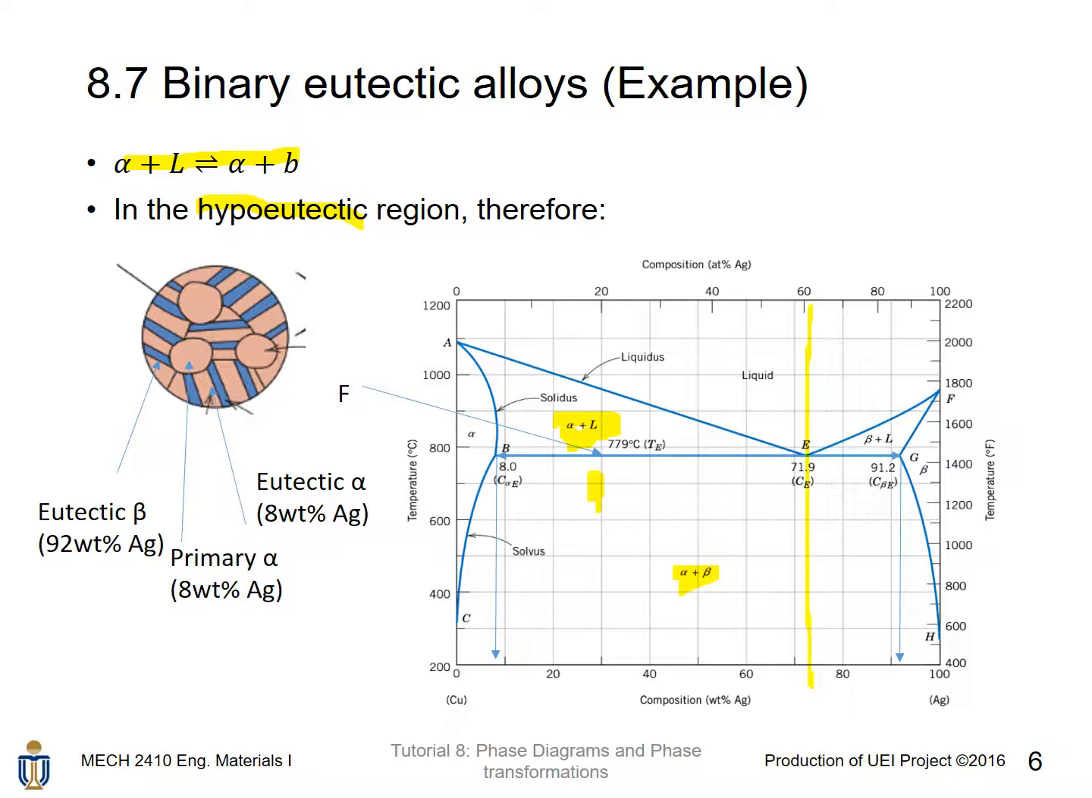For eutectic alpha, again, the intersection between the tie line and the solidus line is 8%. And for eutectic beta, it is here, and it is 92%. And therefore, we have the following descriptions and answers regarding this question.